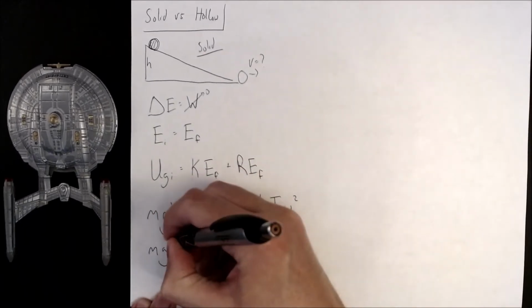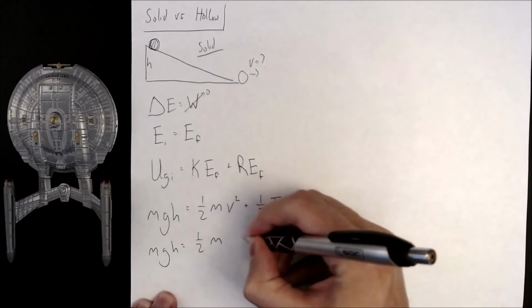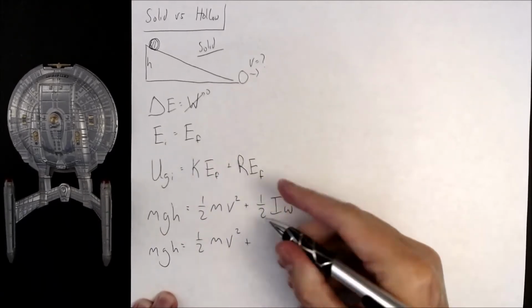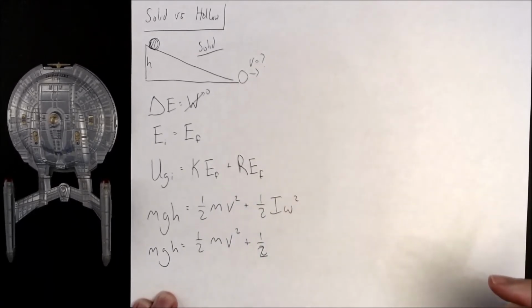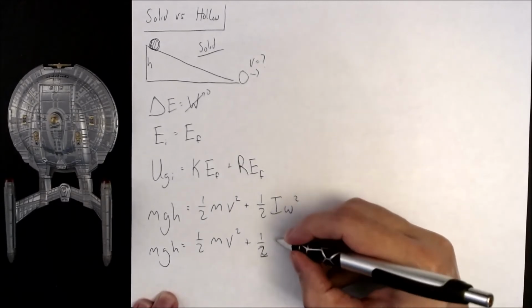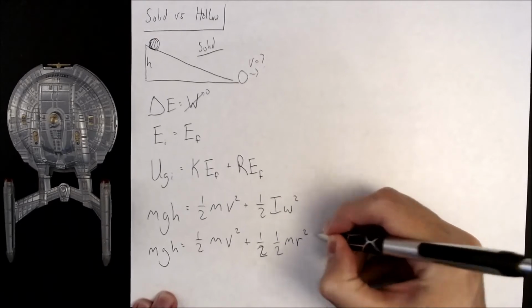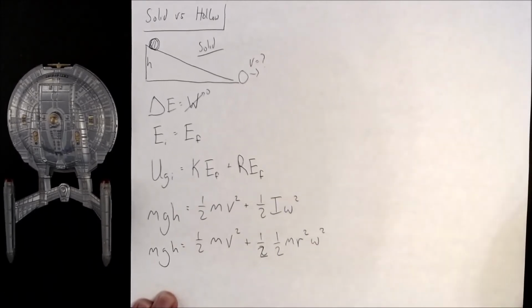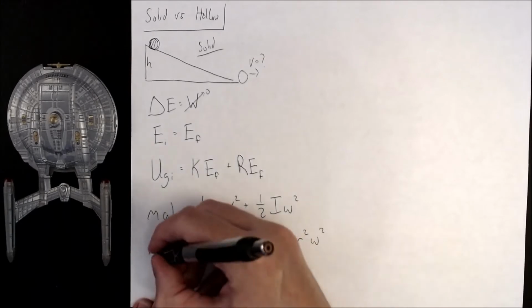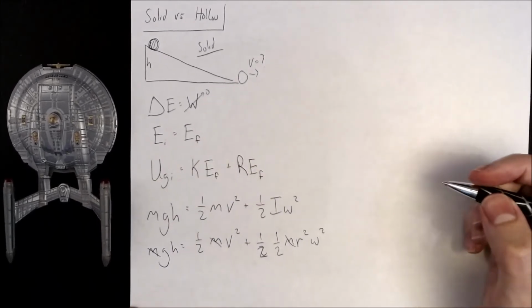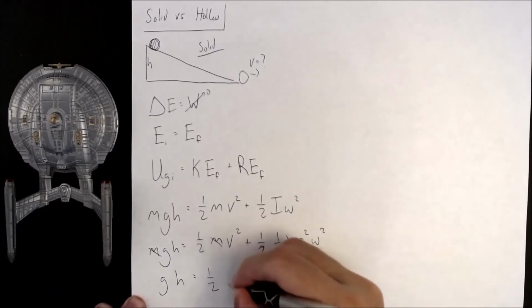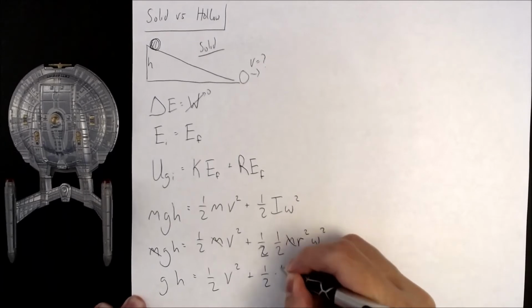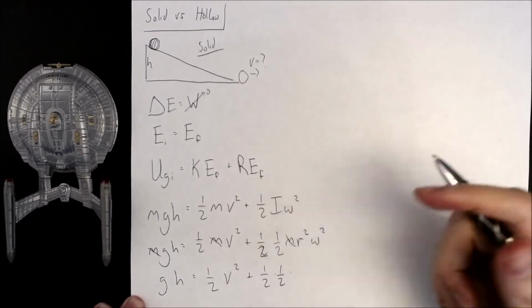Well, mgh is equal to 1/2 mv squared plus 1/2 times I. Well, this is my solid cylinder, and eventually you'll probably end up accidentally memorizing these, but the moment of inertia for a solid cylinder is 1/2 mr squared, and then we have our omega squared. Now we do have a mass in every term, so I can cancel out all those masses by dividing both sides by mass. I get gh is equal to 1/2 v squared plus 1/2 times 1/2 times r squared omega squared.